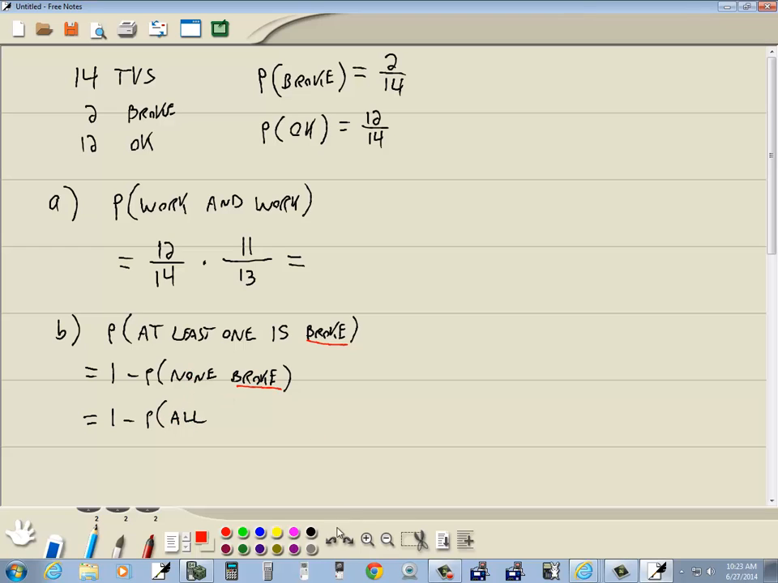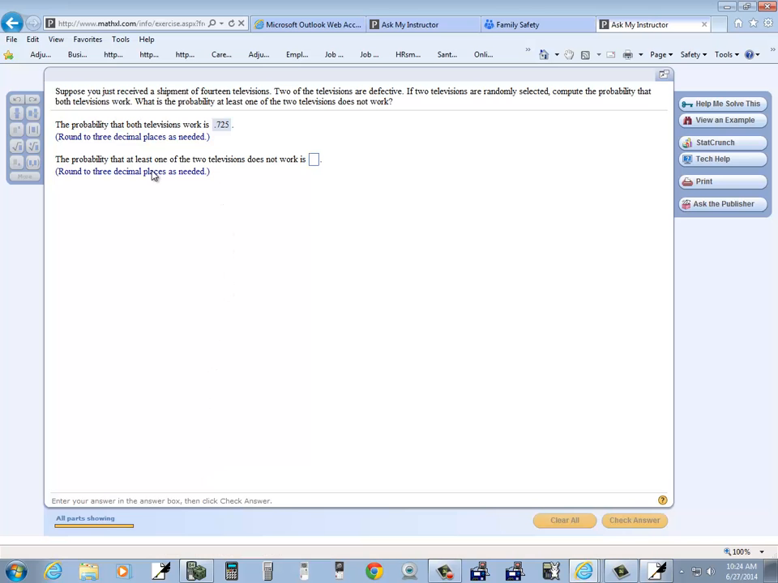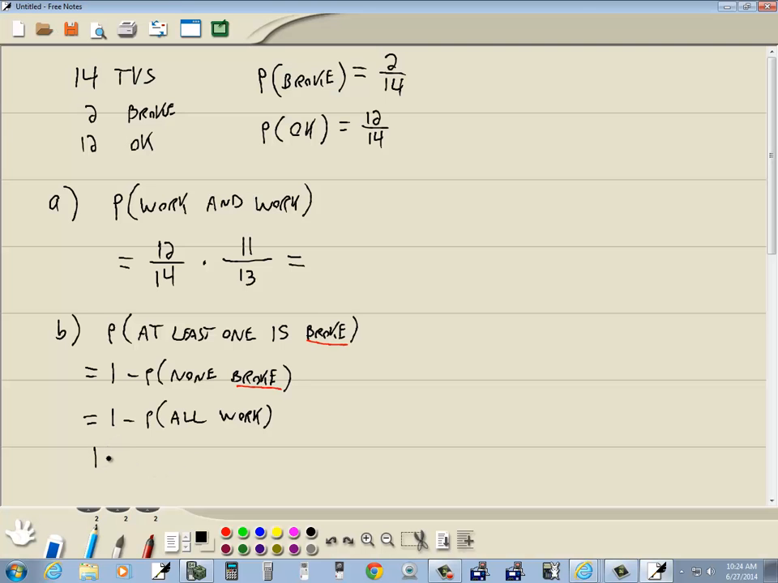And then we rewrite the broke as the opposite of broke. Well, the opposite of broke is it's okay, or works. I probably should have used works up there instead of okay. But 1 minus the probability all work. Okay. Now they're saying at least 1 of the televisions does not work. So we're going to do 1 minus.